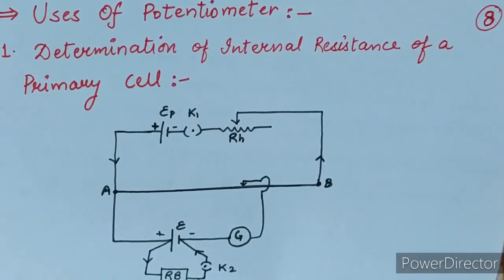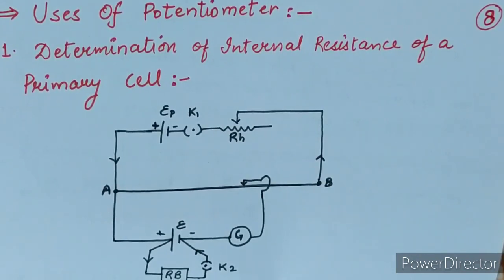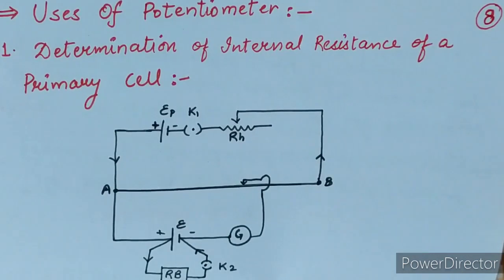Now let's start with the new topic, the uses of potentiometer. There are 3 uses of potentiometer, meaning how with the help of a potentiometer we are able to determine physical quantities. These uses are also parts of your practicals or experiments in the physics lab, so study all these uses carefully.